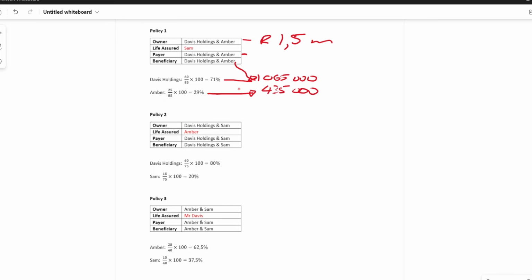Now, I don't want to get complicated because we just need a point of reference for now. Some people may decide to take separate policies, but for now, we're just using this as a point of reference. Now, if you take that 1,065,000 plus 435,000, you're back to your initial figure, which is what we needed on the life of Sam, which is a total life cover of 1.5 million rands.